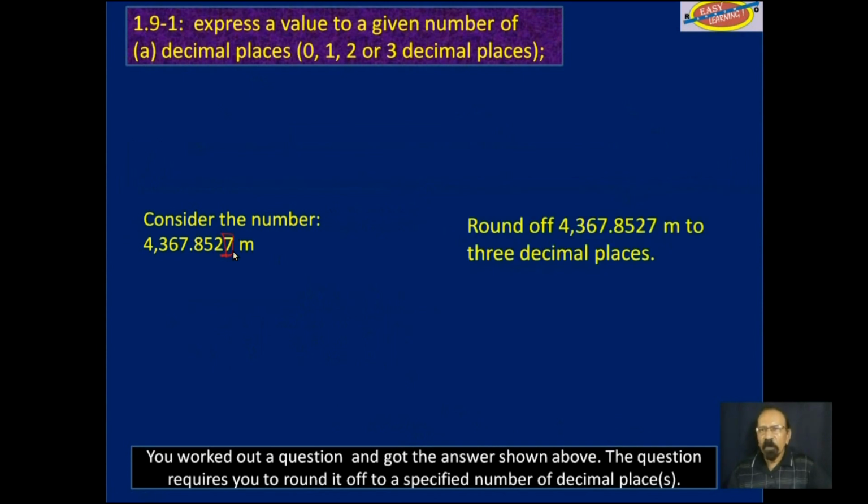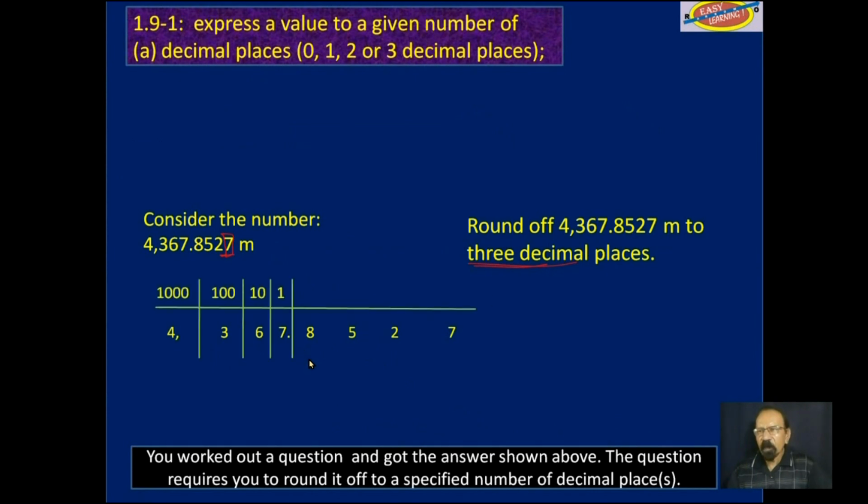And then we change that number a little by adding a 7 to the end here. And this time, we want to express that number correct to 3 decimal places. So if we set it up on the grid again, now remember this 8 is at the 1 decimal place, this 5 is at the 2 decimal place, and this 2 is at the 3 decimal place. So we want to round off at this position. Now we have a 7 over here.